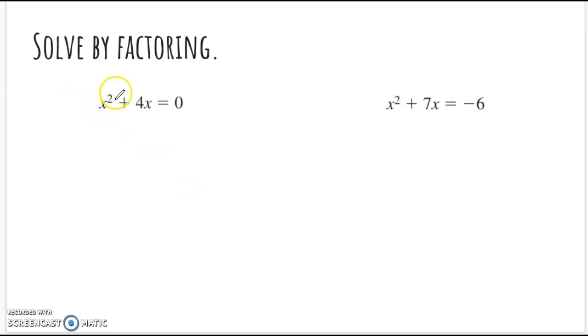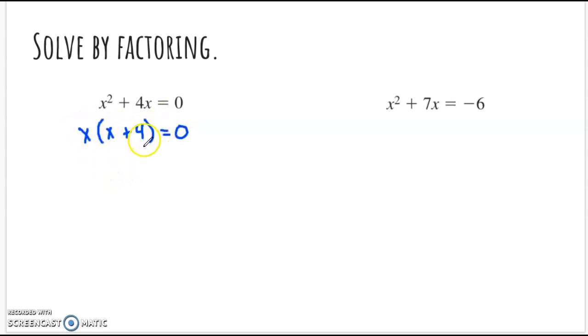All right, let's take a look at another one. So here I've got x squared plus 4x equals 0. So it's nice because it's already set equal to 0, so I don't have to figure that part out. And then I also see, hey, I only have two terms here, and they both have an x in them. That tells me right off the bat I have a greatest common factor. So I can factor that GCF out, and I'm left with x times x plus 4 equals 0.